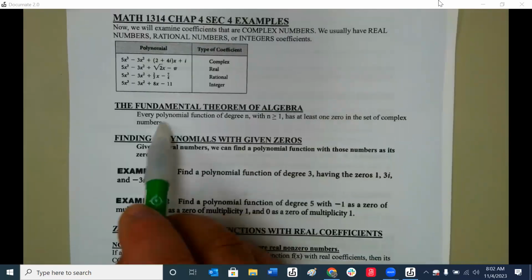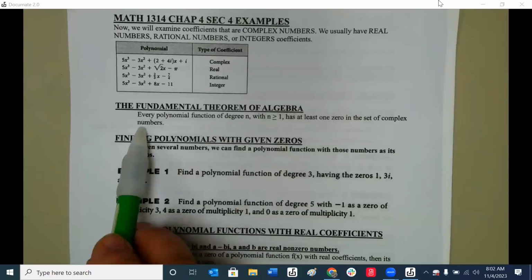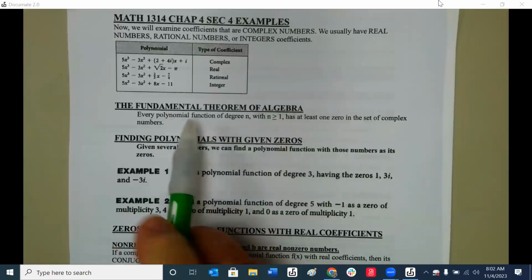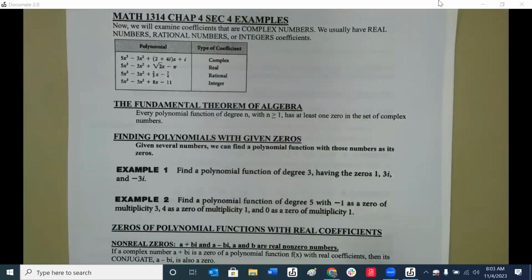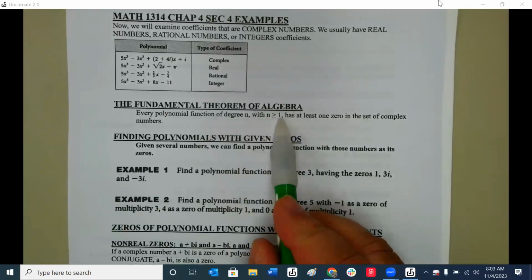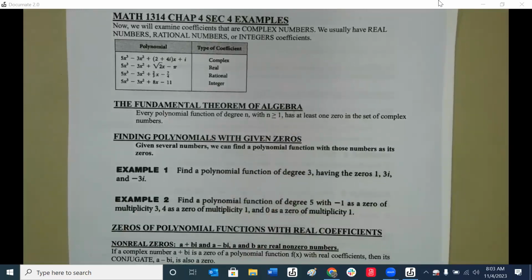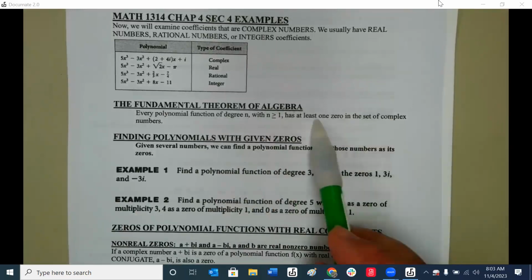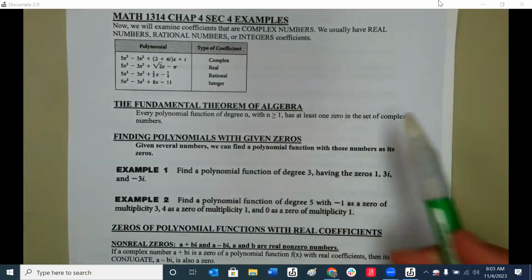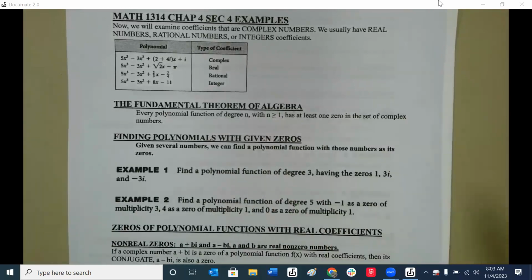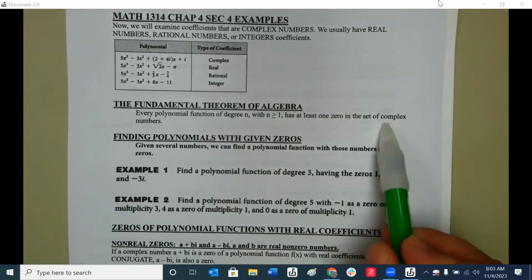We'll begin with talking about the fundamental theorem of algebra. What this says is every polynomial, I don't care what size, of degree n, where n is greater than or equal to 1, will have at least one solution. And remember, a 0 is a solution. A solution is also an x-intercept, it's a factor. A set of complex numbers.